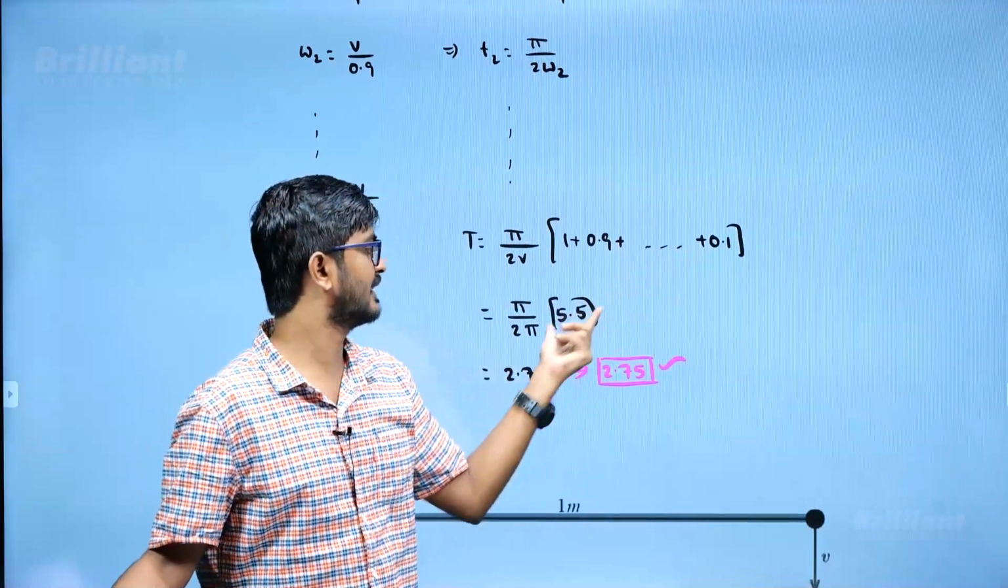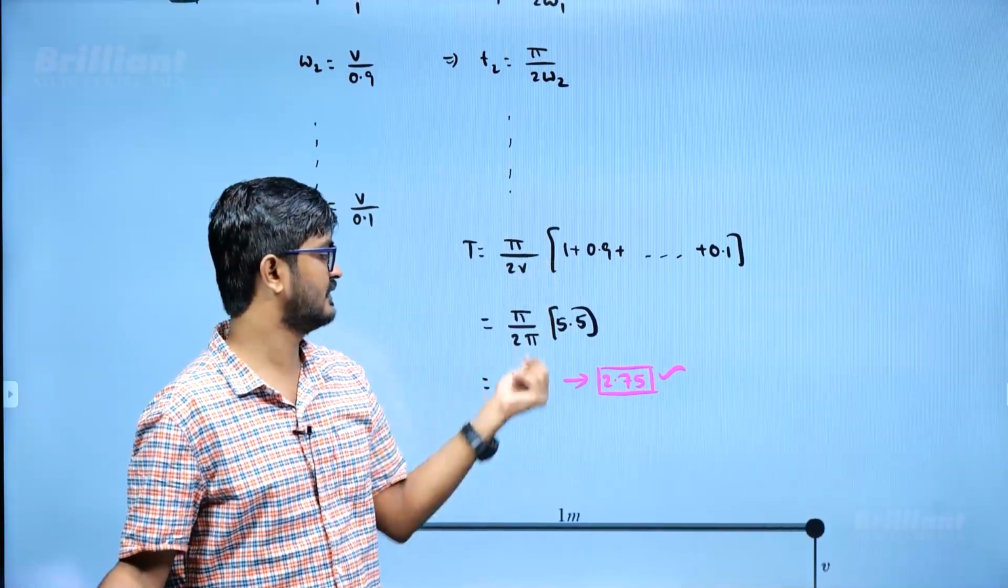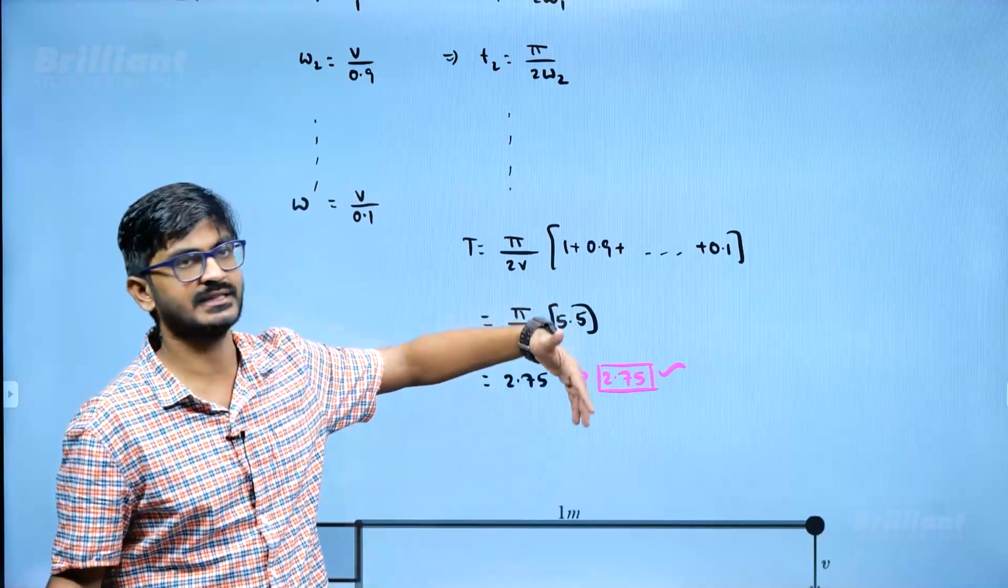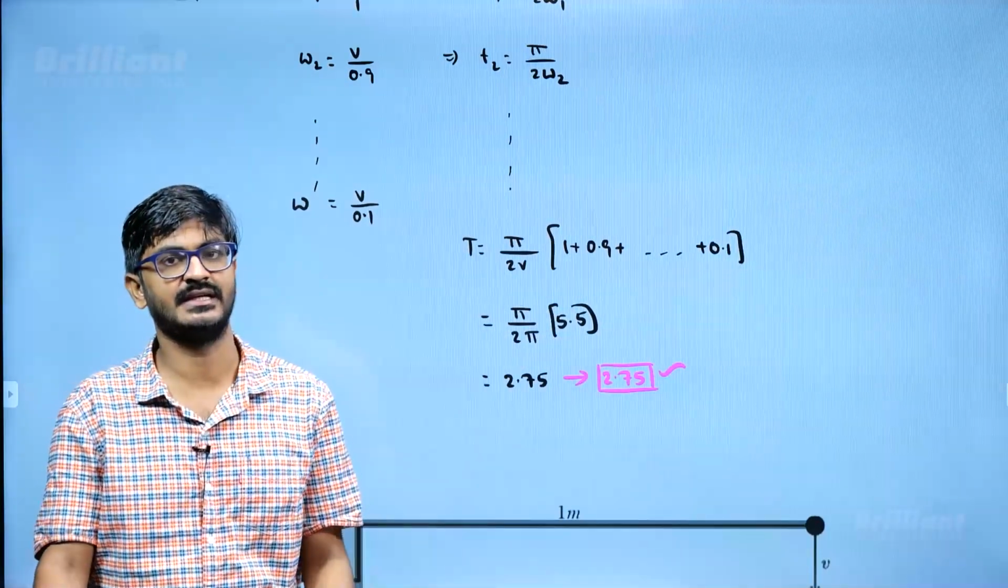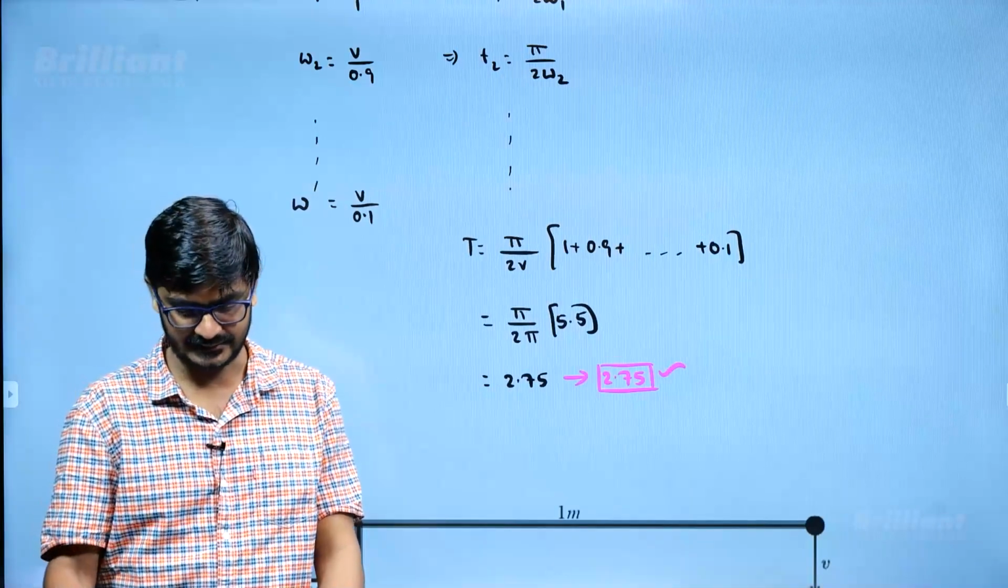So when you add all this, you will be getting 5.5, and when you substitute the value of speed, you will be getting the required answer. The only thing you need to understand is it will be performing circular motion with varying radius for every 90 degrees.